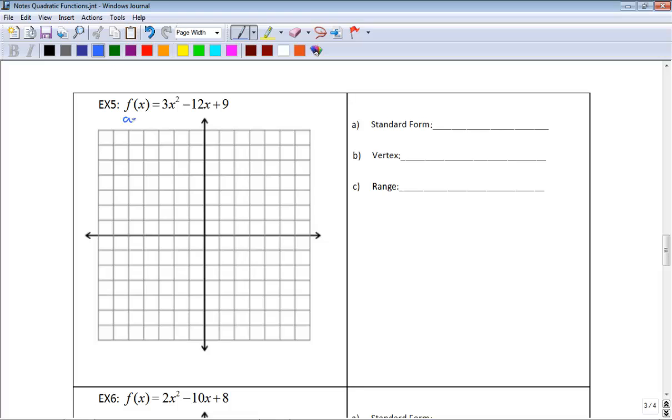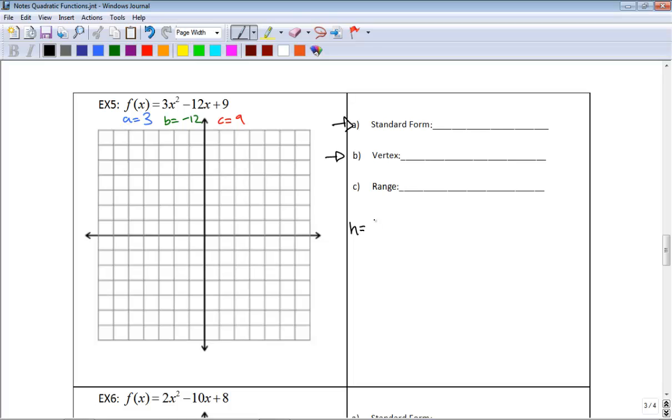Well, A is going to be the number in front of x squared, so 3. B is the number in front of x, negative 12. And C is always your constant term. Let's find H, because again, start by finding the vertex. Once you know the vertex, you plug in and you find standard form. So the vertex, I need to find H first.